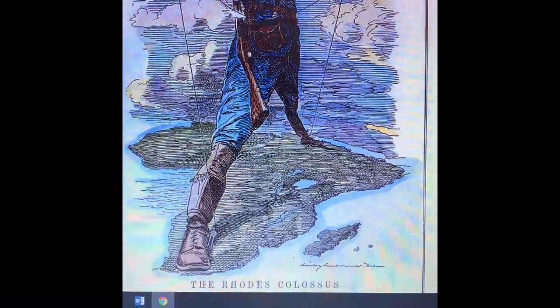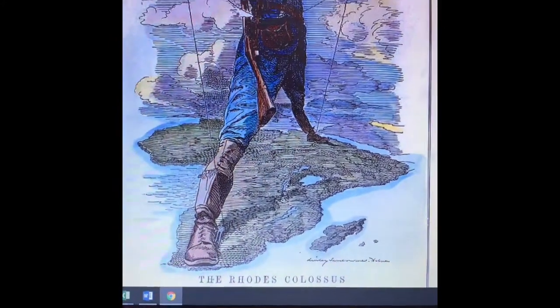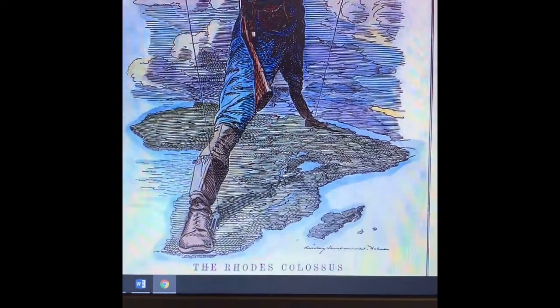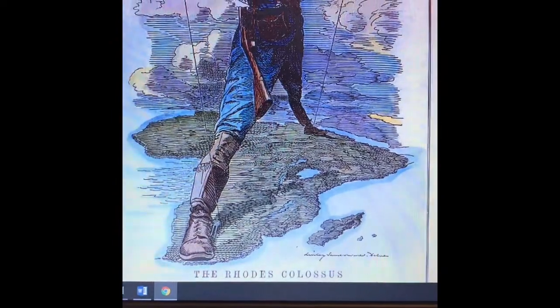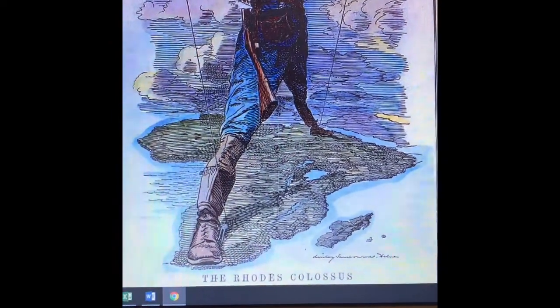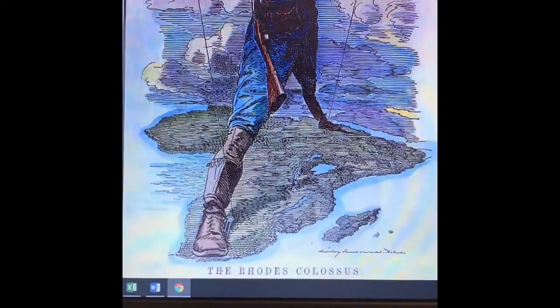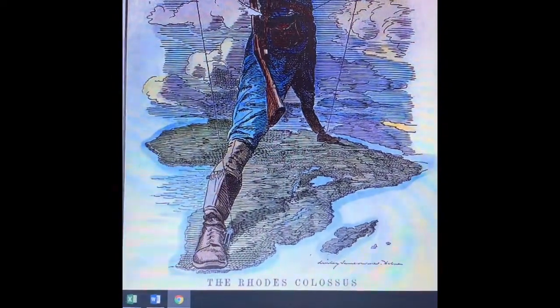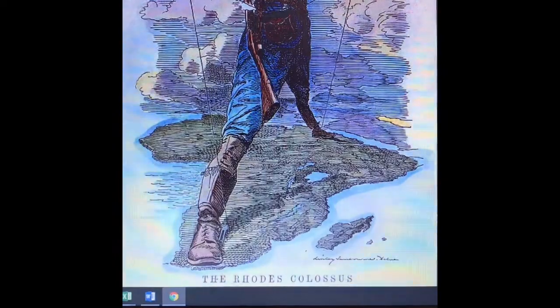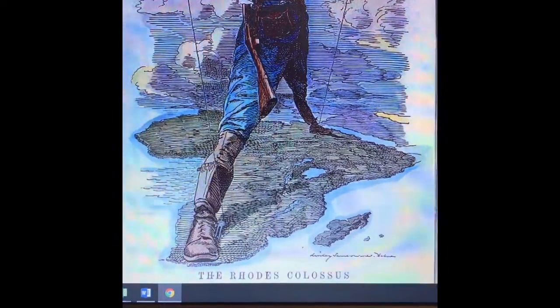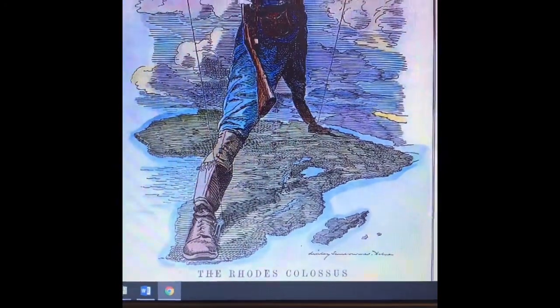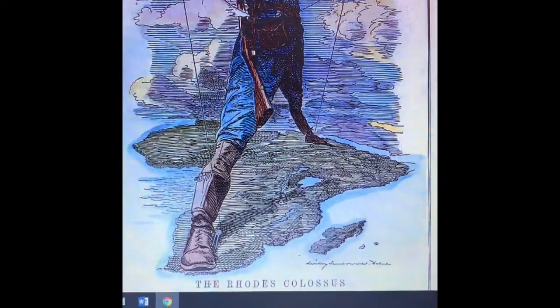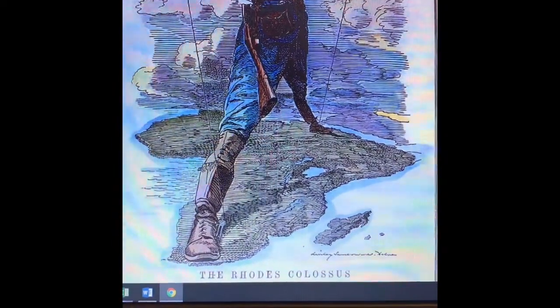All right, now this is a pretty famous political cartoon of this time period, and that is a picture of a British guy named Cecil Rhodes, and his company controlled some ridiculous amount of territory in Africa. At one point, he controlled like 90% of the world's diamonds, or some ridiculous amount of the world's gold and diamonds. But as you can see, he's definitely standing on the continent of Africa.